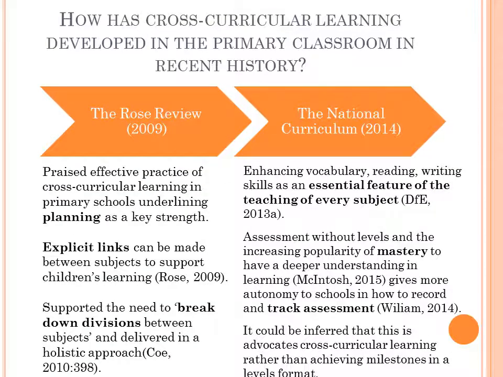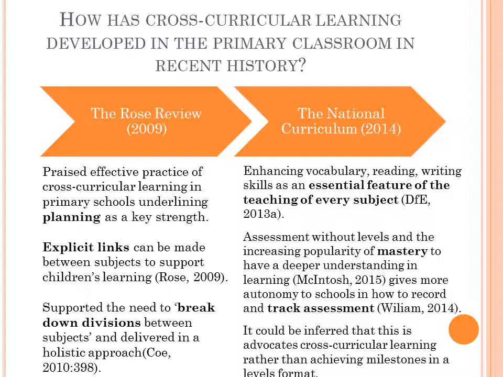Ofsted 2009 praised effective practice of cross-curricular learning in primary schools, underlining planning as a key strength. Also noting explicit links can be made between subjects to support children's learning. Rose 2010 supports the need to break down divisions between subjects and deliver in a holistic approach. Today, the national curriculum states that enhancing vocabulary, reading, writing skills are an essential feature of teaching in every subject.